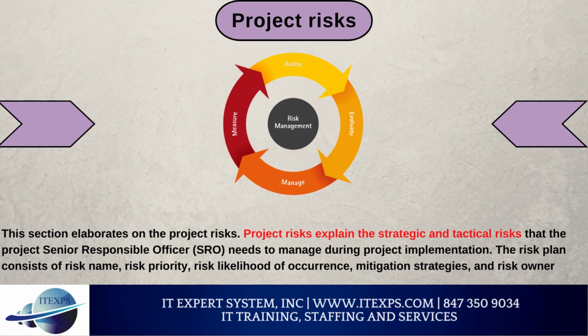Project risks. This section elaborates on the project risks. Project risks explain the strategic and tactical risks that the project senior responsible officer (SRO) needs to manage during project implementation. The risk plan consists of risk name, risk priority, risk likelihood of occurrence, mitigation strategies, and risk owner.